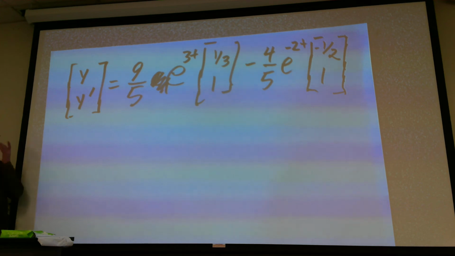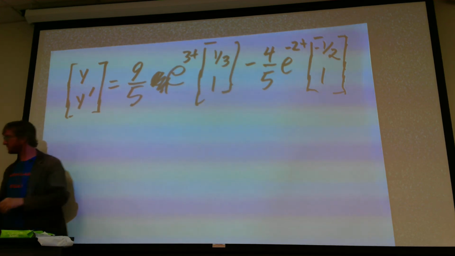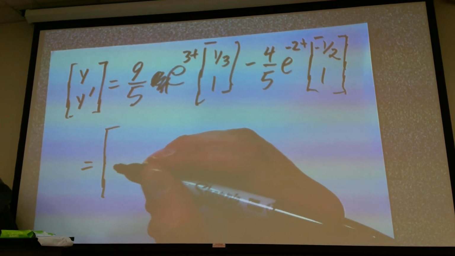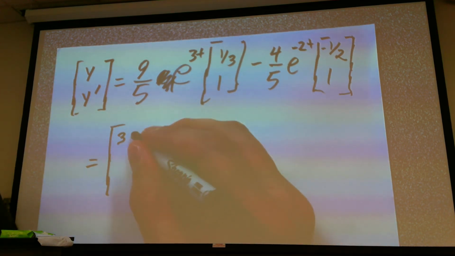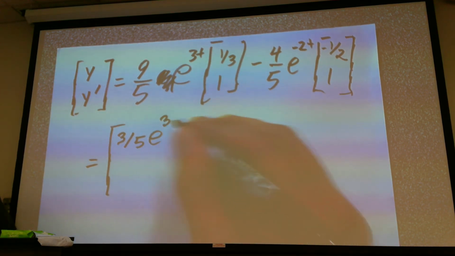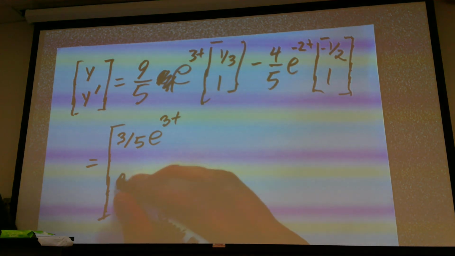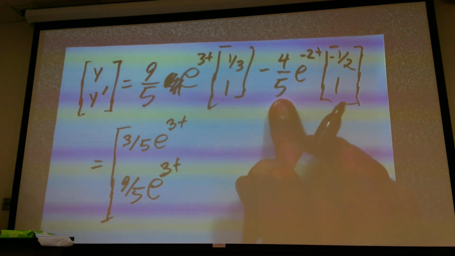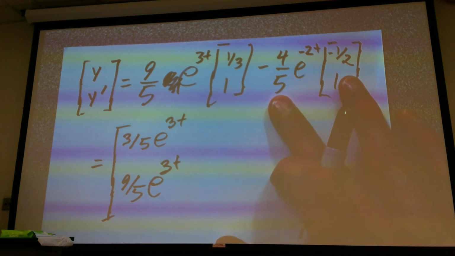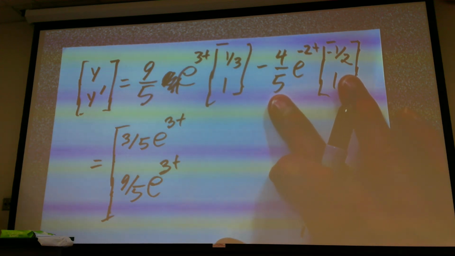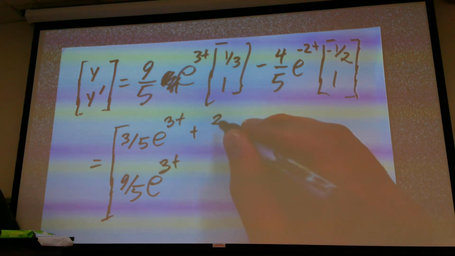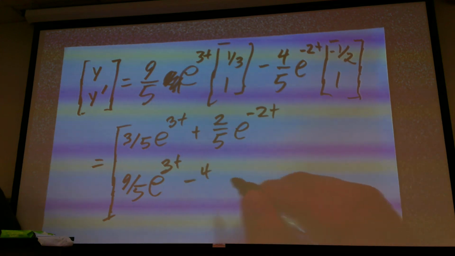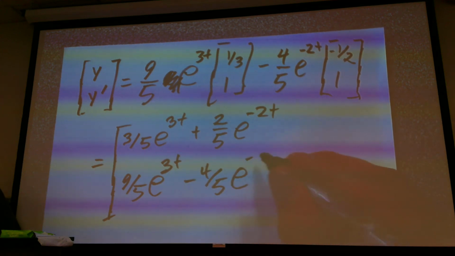Okay. So when I multiply 9 divided by 5 onto that one, I'm going to get 3 divided by 5 e to the 3t. This guy down here is going to be 9 divided by 5 e to the 3t. Now this one's going to be multiplied by negative 4 over 5 and a negative 1/2, which will turn that into a positive 2 over 5. 2 divided by 5 e to the minus 2t, and minus 4 divided by 5 e to the minus 2t.